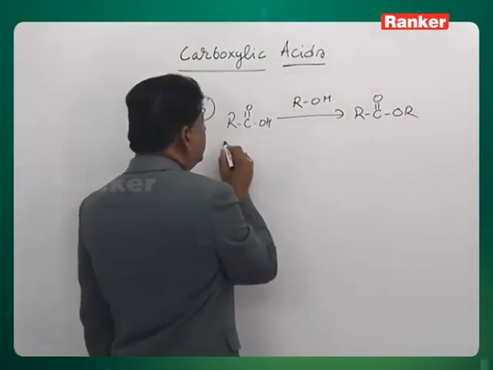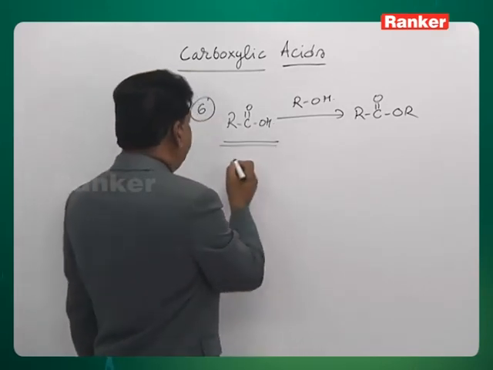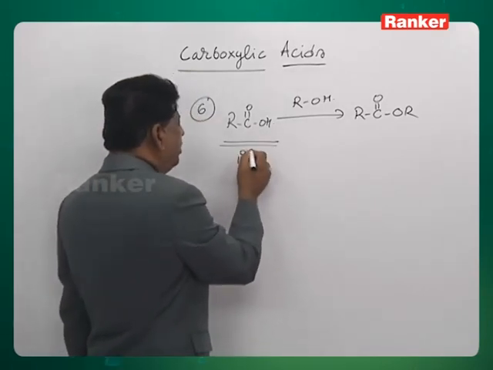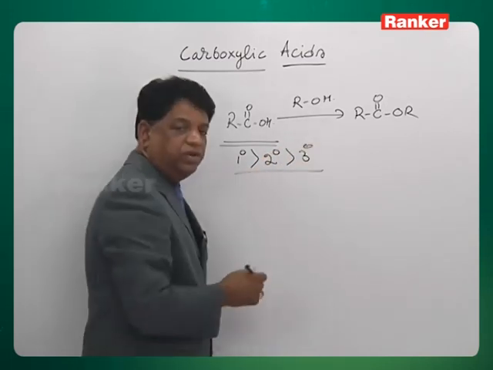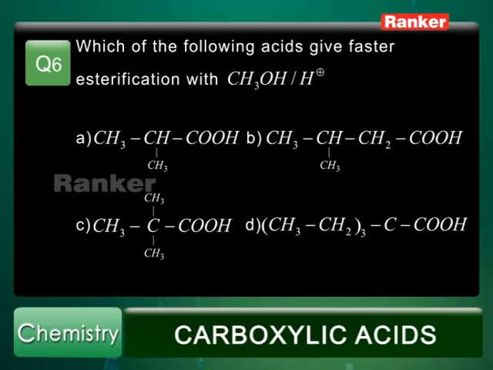In this ester formation, if the alcohol is primary, it reacts better than secondary, and secondary better than tertiary. So, therefore, in the given acids, check that the first one is a secondary carboxylic acid, option B is a primary carboxylic acid, and options C and D are tertiary carboxylic acids. So, therefore, option B will be the right answer.